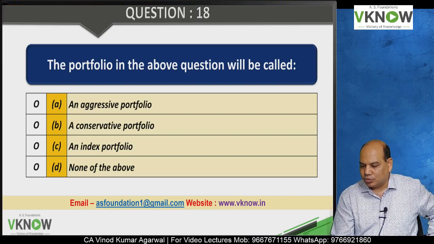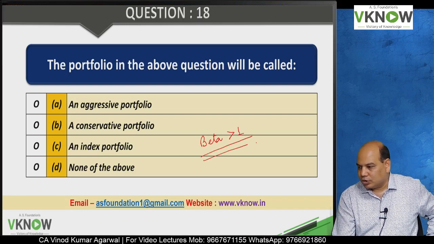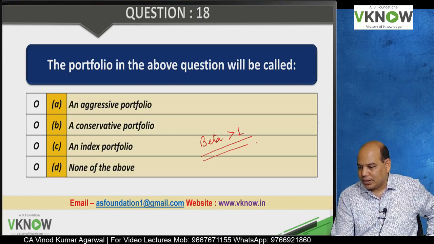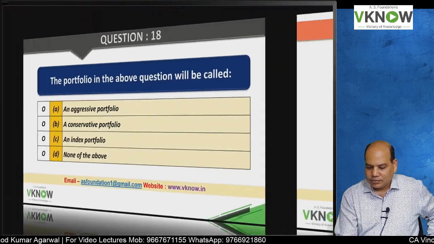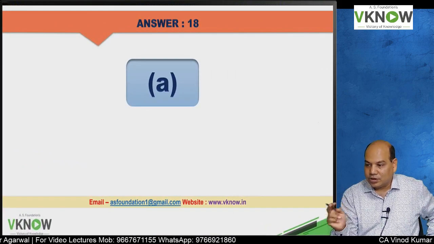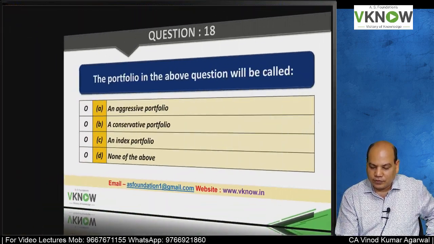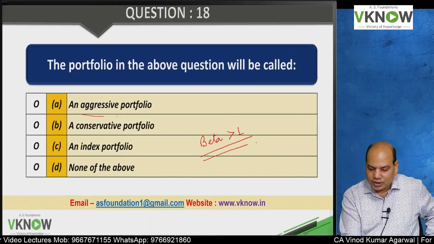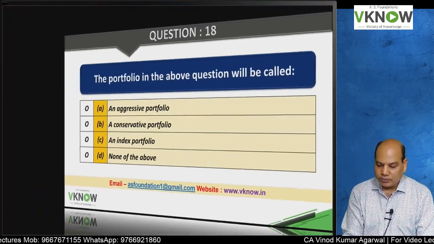If beta is greater than 1, what do you call it? If beta is greater than 1, you will call it aggressive. If beta is less than 1, we call it conservative. So the correct answer for question number 18 is aggressive portfolio, because beta is more than 1.